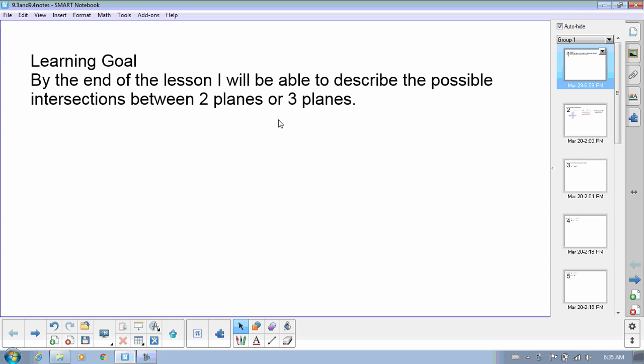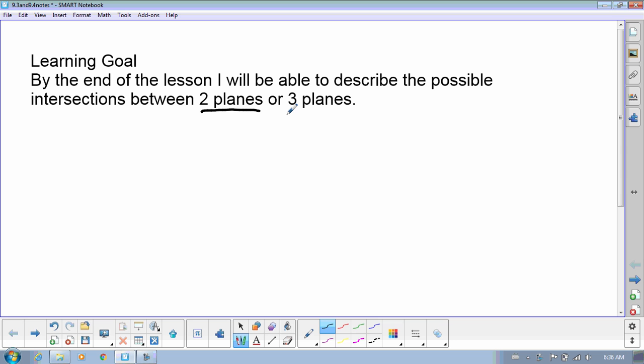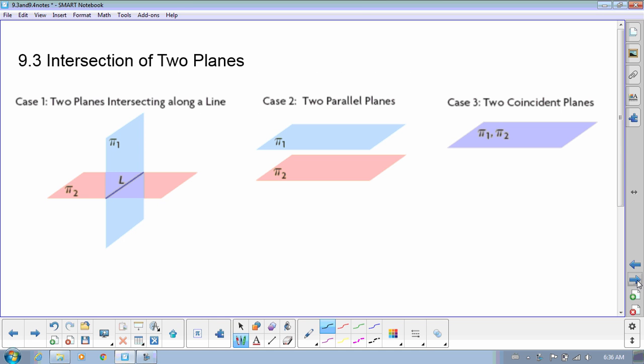Okay, so our lesson today will be looking at describing the intersection between two planes. I know I have 3 planes written right here, but I'm going to do that in part 2. So part 1 is going to be looking at what happens when we have 2 planes and they intersect, and how to be able to recognize those situations.